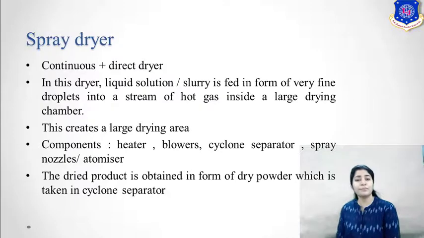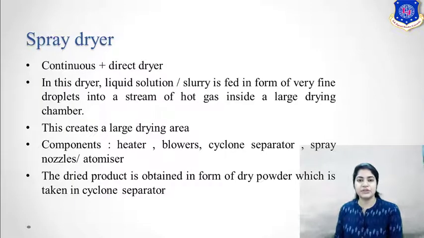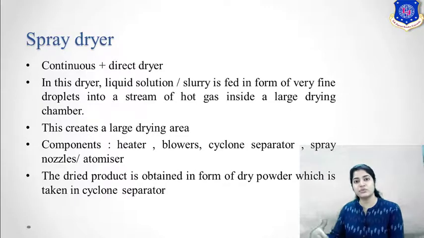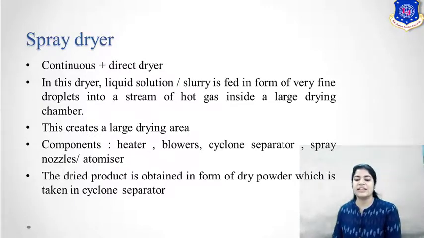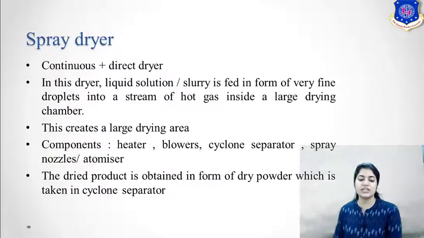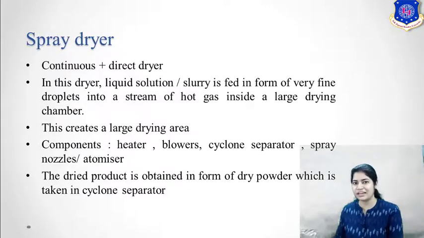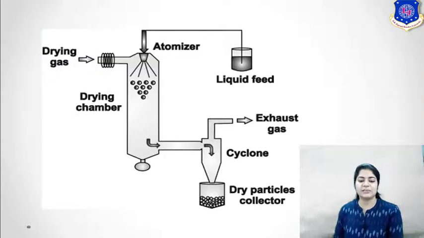The components here are what? First of all, you need to have a heating media. Blowers are there which regulate the circulation of air. Then a cyclone separator is there, and spray nozzles or atomizers. So these are the components. Now the product which is obtained is in the form of dry powder, which is then taken out by the cyclone separator. So here you can see the schematic figure.